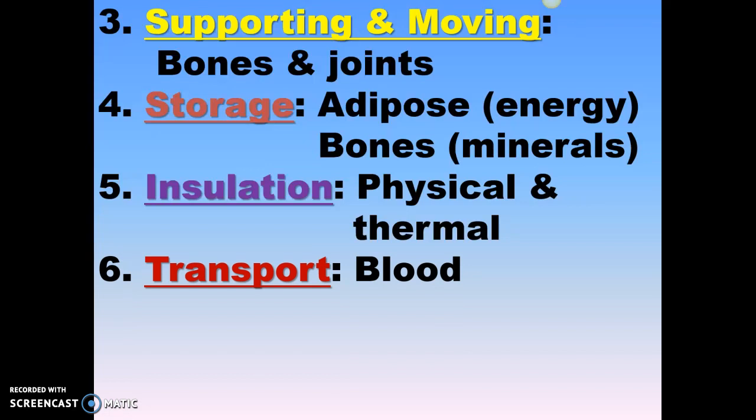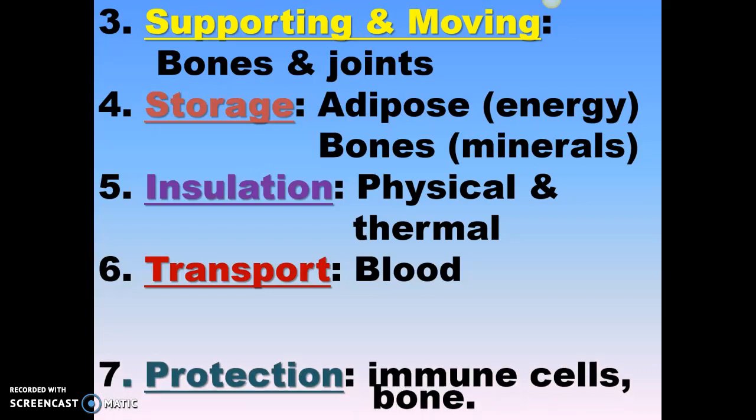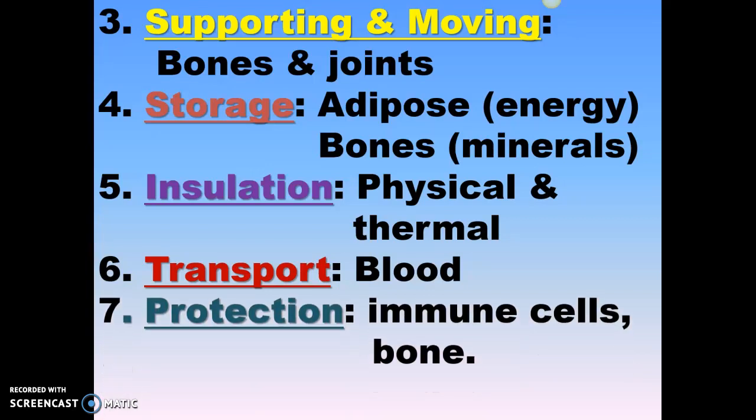Transport. Yes, the blood transports everything to the cells from the outside world. Protection. So you thought just the epithelial tissue did protection, but inwardly, our body is protected by a lot of different types of cells in the blood. And the bones also protect our heart. So if you punch me in the chest, it'll hurt my bones, but thank goodness not my heart.